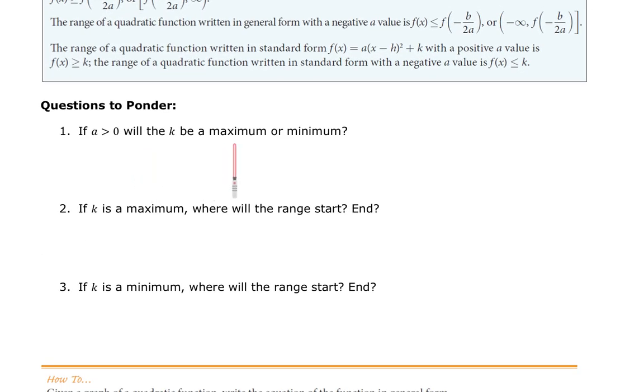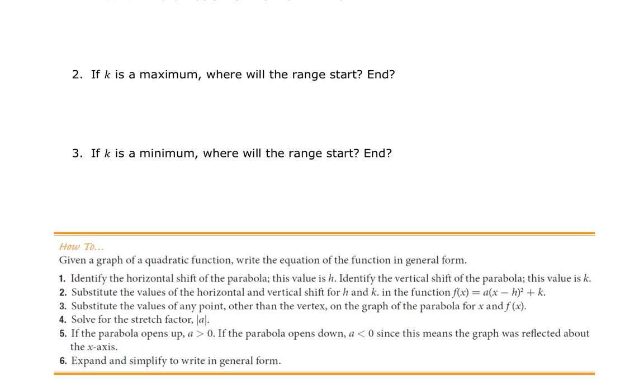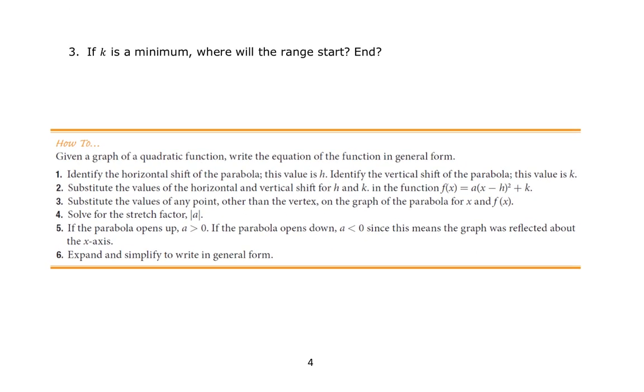And questions to ponder, I think we may have already answered this above. We talked about this one up above, and we talked about this one up above. Given the graph of the quadratic function, write the equation of the function in general form. Here are the steps that you can take to write it in the general form and the standard form. So the standard form will help start us, and then general form is after we clean it up. Pause the video at this point, write these down if you need them, or read through them if you have the notes printed in front of you.